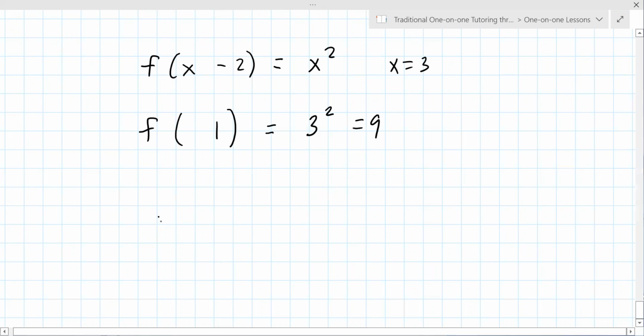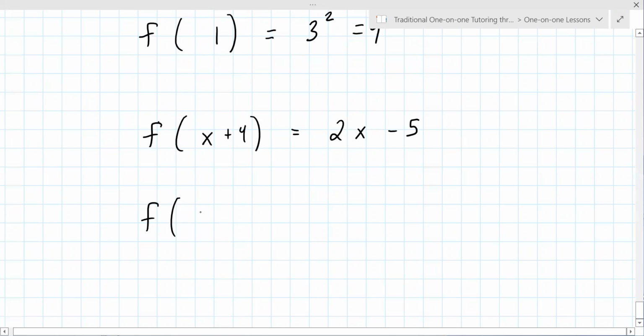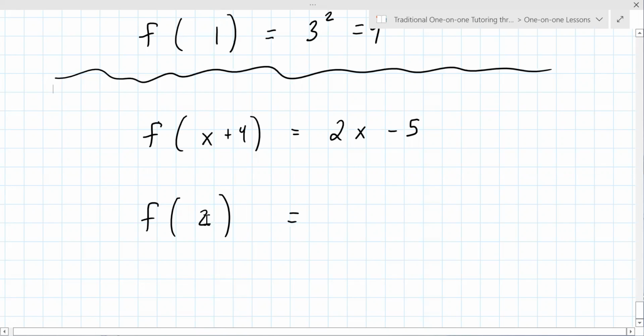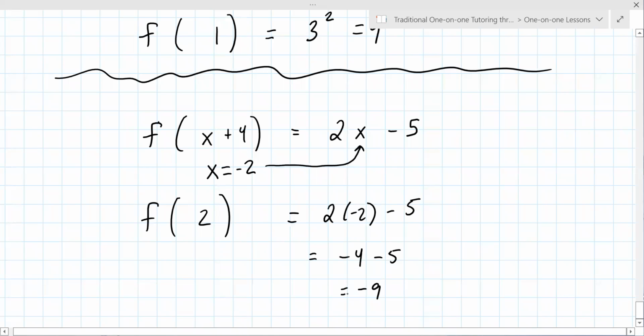Can we do one more example, please? Sure. Let's say it's f of x plus 4 equals 2x minus 5. And I want f of 2. So what x value makes it now 2 inside parentheses? -2. Yes, x is -2. Okay, so when you're evaluating this, you're putting -2 in for x. That's -4 minus 5, which is -9.